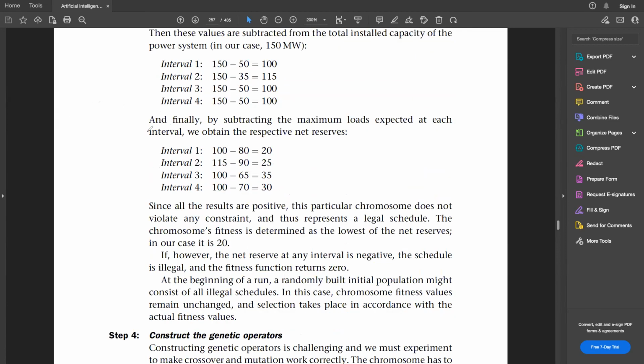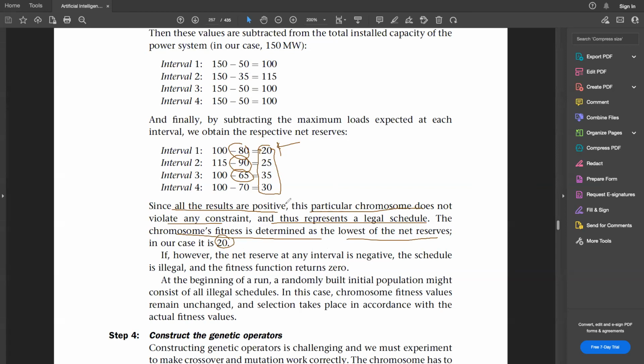At the end of it all, after subtracting what is not available and also the expected maximum load at each of the intervals, we get some positive numbers. Since all the results are positive, that particular chromosome does not violate any constraint, and that represents a legal schedule. The chromosome's fitness is determined as the lowest of the net reserves, and the lowest is 20. So the fitness can be associated with the lowest of the net reserves. This is how you calculate the fitness of that particular chromosome.